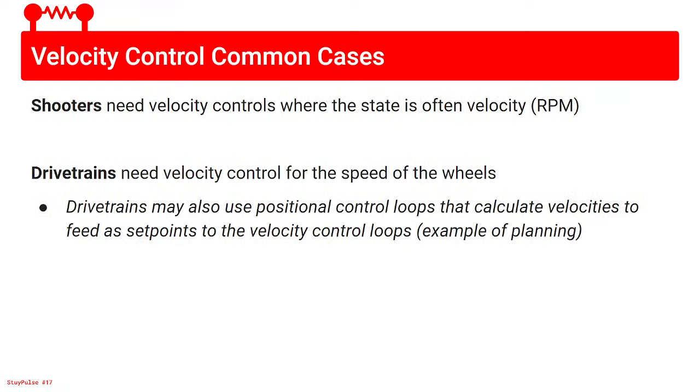And the common cases, I've probably said it a bunch of times: shooters need velocity control algorithms. RPM was a convenient unit for us, though I can imagine rotations per second also being useful. Drivetrains need velocity control for the speeds of the wheels. For a tank drive specifically, you would need a control algorithm for the left side and a control algorithm for the right side. They can use the same constants, and I'll get into that a little later. But you'd be using velocity on both sides of a drivetrain.